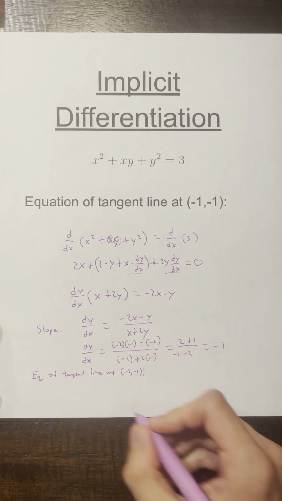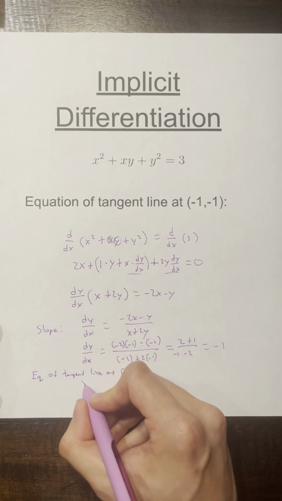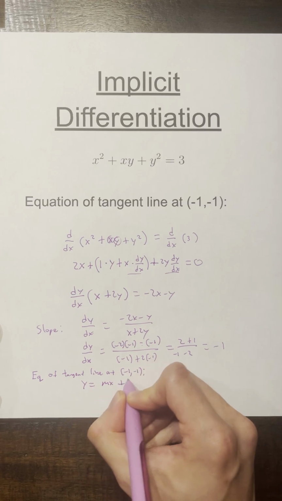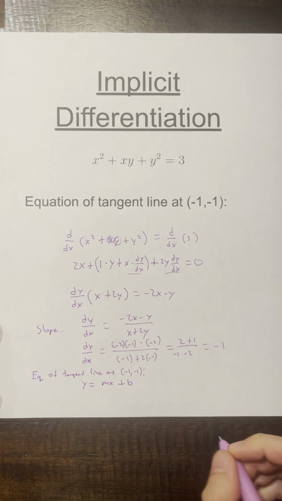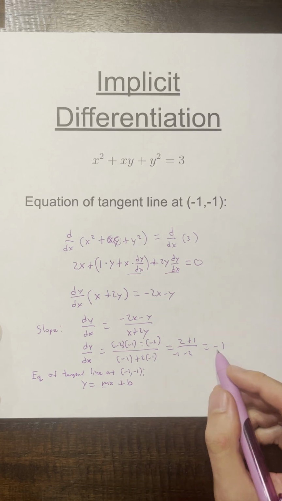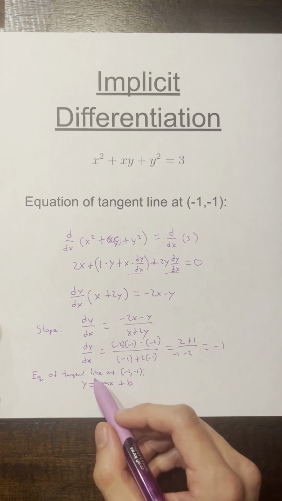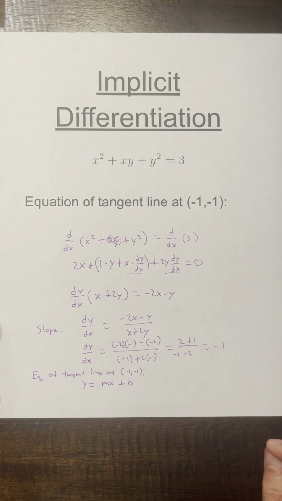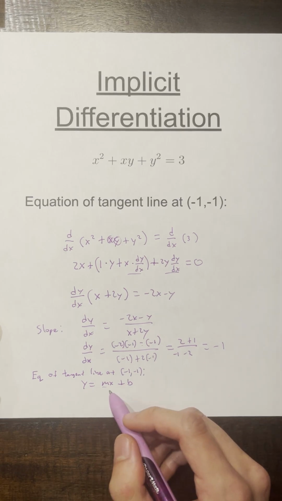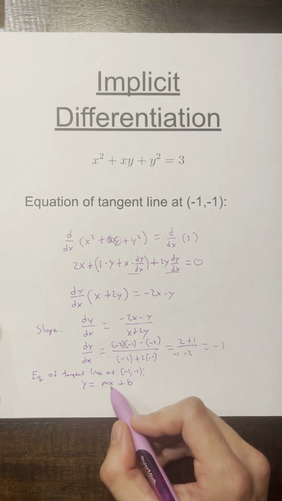Okay, so the equation for a line, it's of the form y equals mx plus b. Now, what does m mean? M means the slope. So we're going to change m to -1. What else are we going to be changing in this equation? We're also going to be changing x and y. We're going to be plugging in -1, -1. So we're going to be changing x and y to -1, -1.